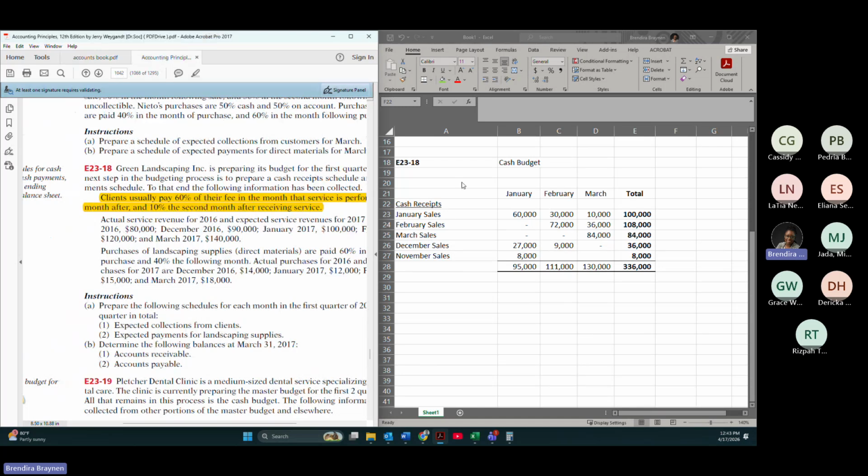All right. But that would be my cash receipts part. I would total it up and find total cash receipts. Then the next part I'm going to move into is cash payments.